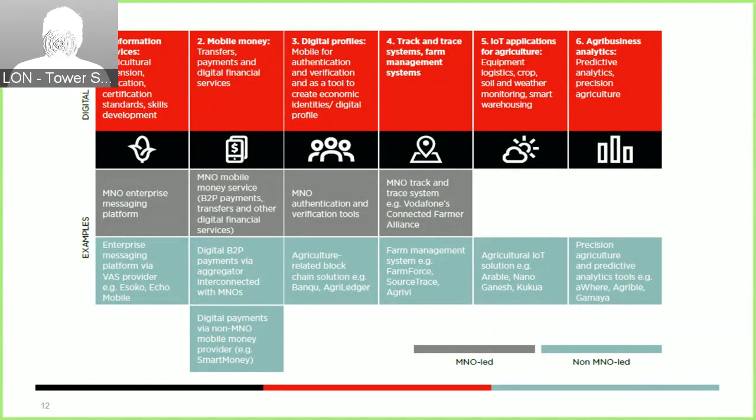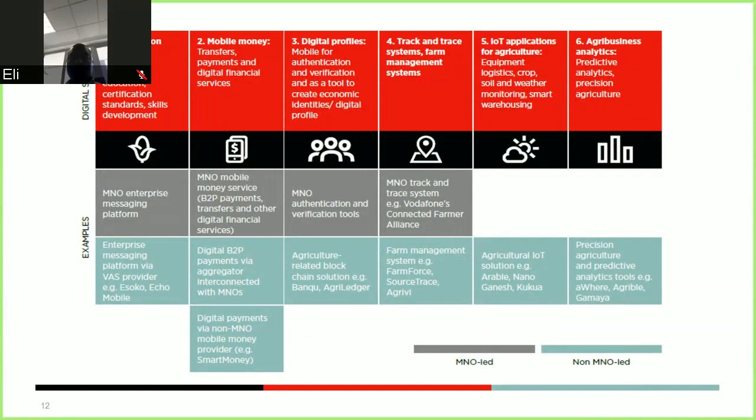So, information services, first to the left. Here we're referring mostly to enterprise messaging platforms, so bulk messaging tools that enable agribusinesses to deliver information to the farmers that they work with. Under the MNO-led model in gray, we have as an example Vodafone's Connected Farmer, and we'll present some findings about what they do in one of the case studies later on.